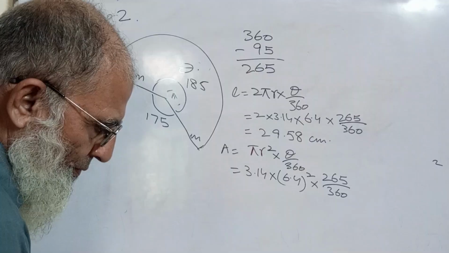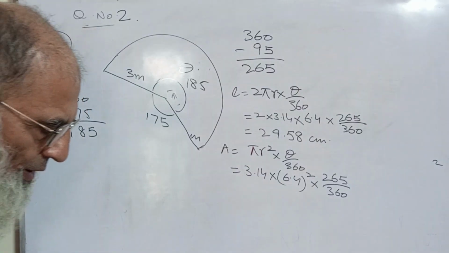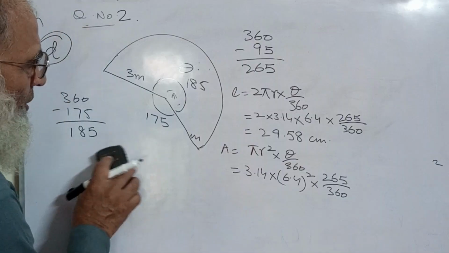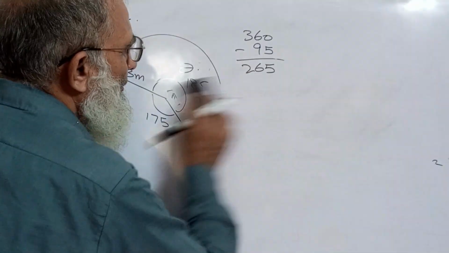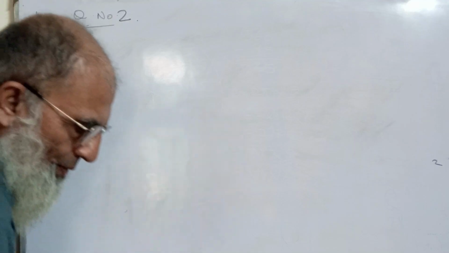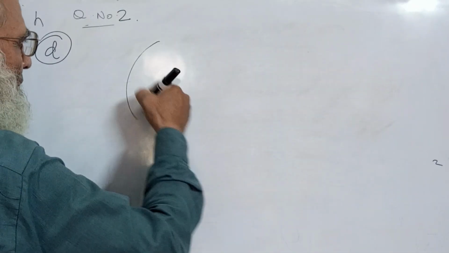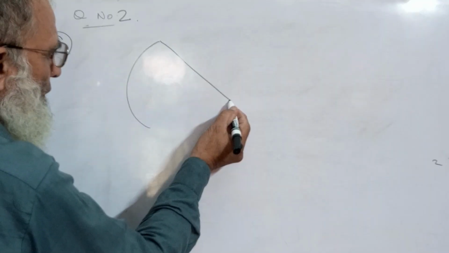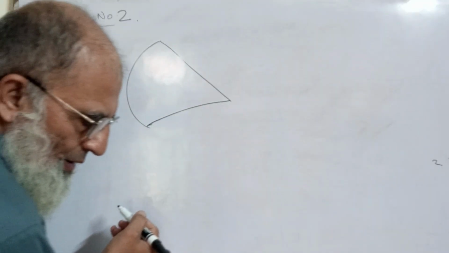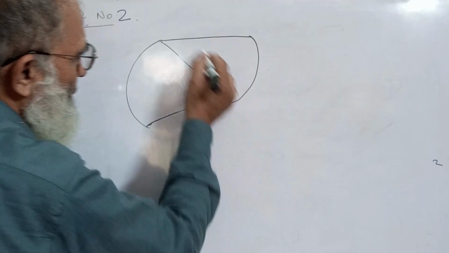Okay, now I'm going to solve question part number F. F is a little different. The rest of the questions are the same. So there are two quarter circles, almost quarter circles. I don't know, because I am not reading, I am just seeing the figure. So these are almost the quarter circles.